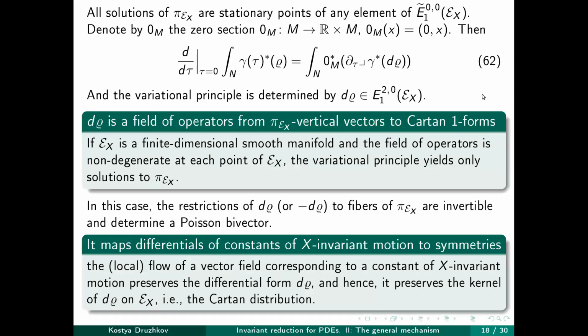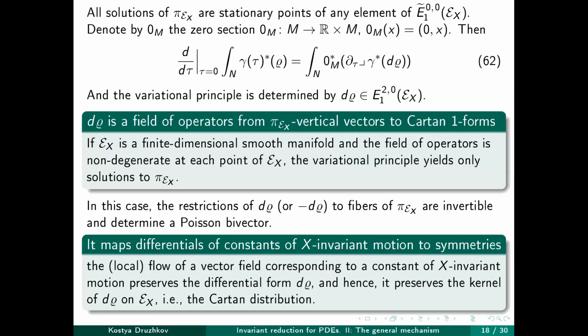And it's important to know that the rho can be interpreted as a field of operators from vertical vectors to Cartan 1 forms. If epsilon x is a finite dimensional smooth manifold, and the field of operators is non-degenerate at each point, then the variational principle yields only solutions to P epsilon x. So the variational principle becomes good in this case. Besides, in this case, the restrictions of the rho or of minus the rho to fibers of the projection of the corresponding bundle are invertible and determine a Poisson bivector.